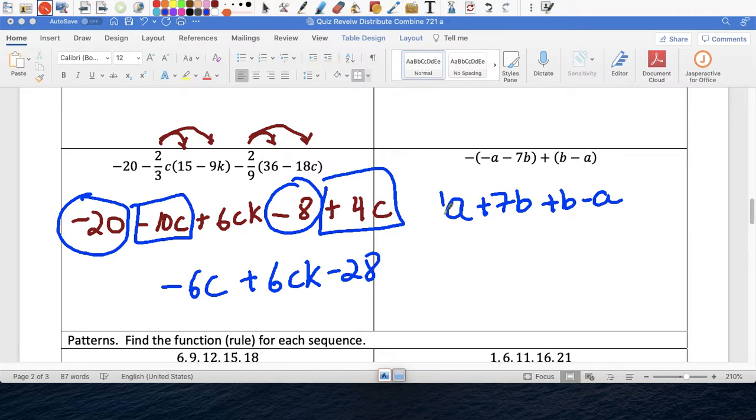Combine like terms. This a and this minus a, well, a minus a is just 0, so those two are common. 7b plus b is just 8b.